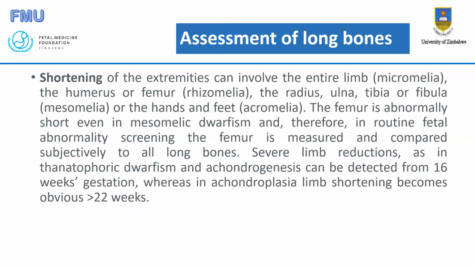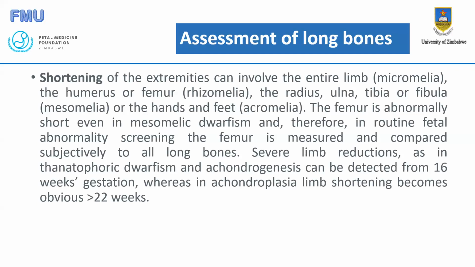Then the assessment of the long bones. The shortening of the long bone is, let me say, the window to diagnosing skeletal dysplasias. So the shortening of extremities can affect the entire limb, when the whole limb is affected. For example, the radius, ulna, and humerus are all short. The condition is known as micromelia.